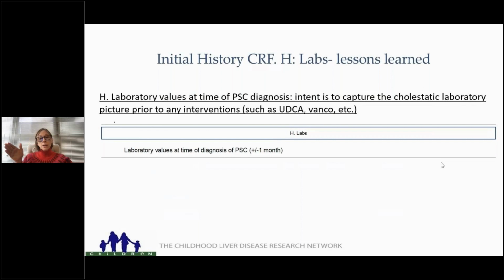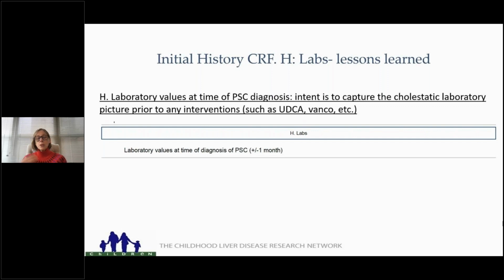And what happens sometimes is kids get placed on ursodiol or vancomycin after the diagnosis, and a month later, their labs are better. So try and get labs as close to the time of diagnosis, but if you had to choose a time point, you would want a few days before or around the diagnosis or day of diagnosis as compared to a month later, just because if they gave them medicines, it could skew the results. It's not a perfect science.